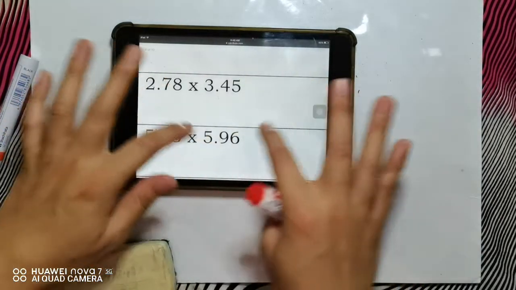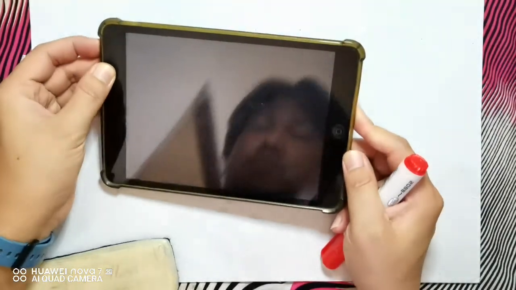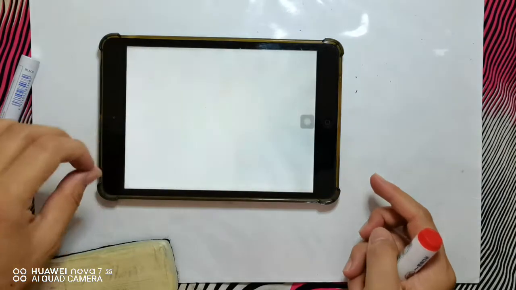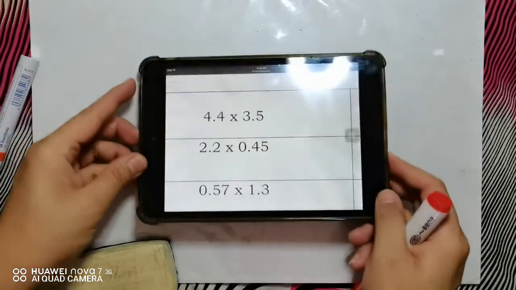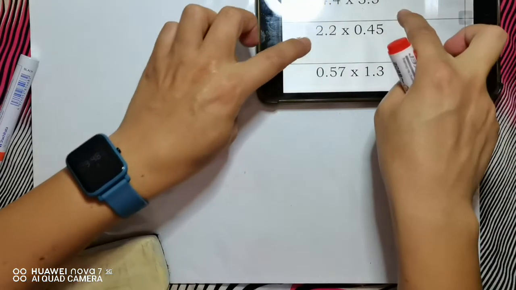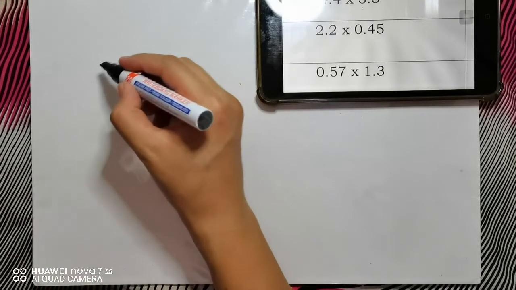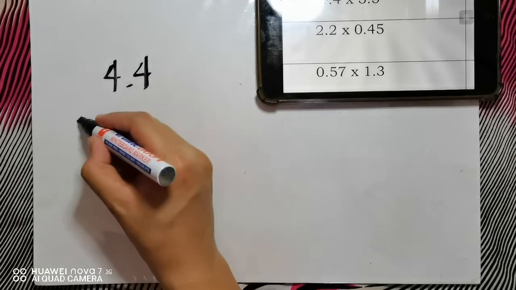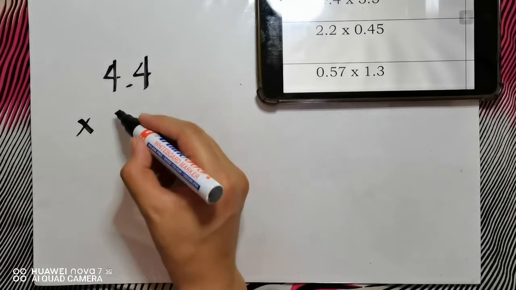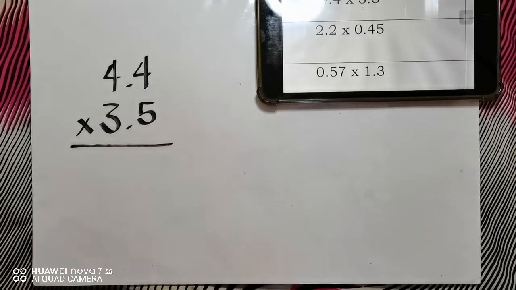Okay, so let's try to answer. Sagutan natin yung isang number, yung number 1 kasi binigay naman na dun yung sagot. Okay, so let's try to answer the first one. Ito. This one, we have here 4 and 4/10 times 3 and 5/10. Okay, so multiply natin like multiplying whole numbers.